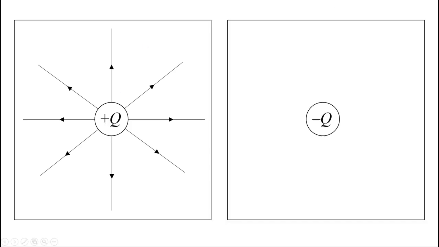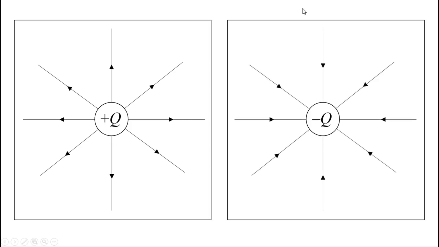The field lines are the same, but now they point in, and the reason is because a positive test charge would be attracted to this negative source charge.